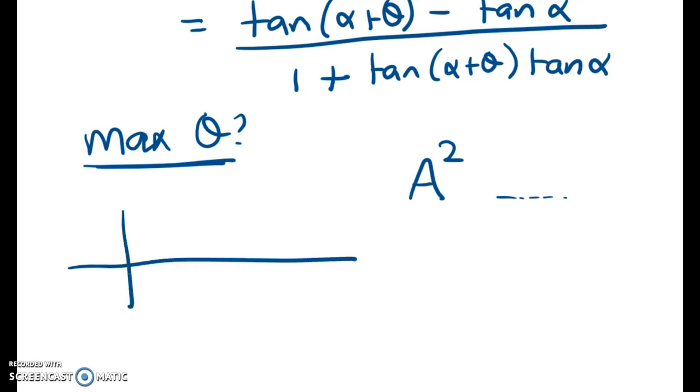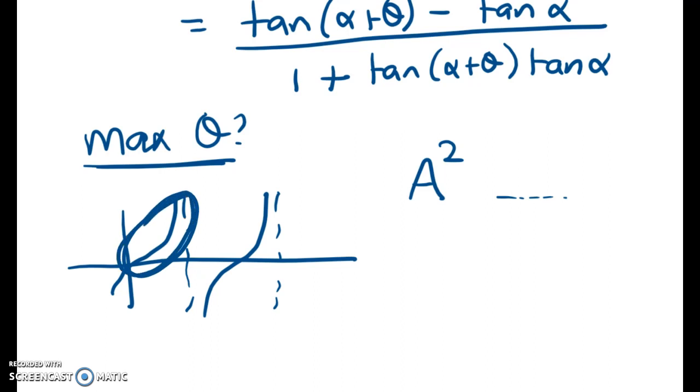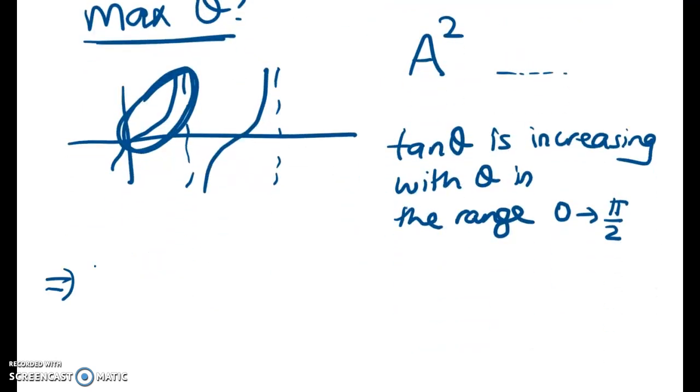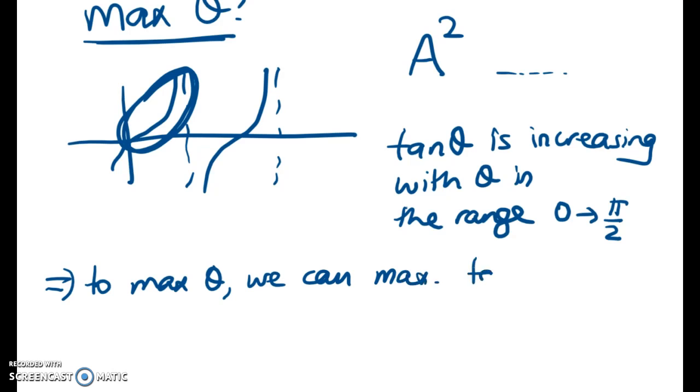So here, if you think about maximising theta, we know that we're going to be looking for an angle somewhere between 0 and 90 degrees. So tan of theta is increasing with theta in the range 0 to pi on 2. So that means that to maximise theta, we can maximise tan of theta.